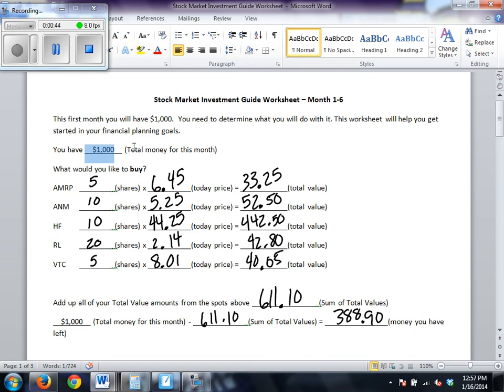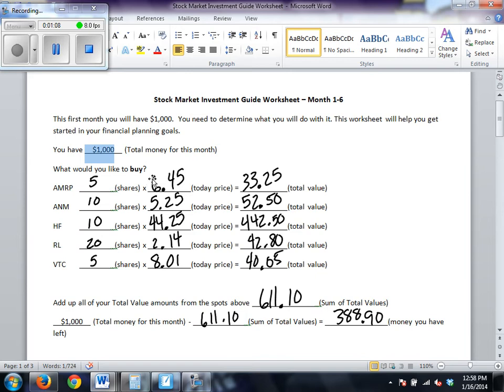So I decided just for this example, I'm just going to buy a little bit of everything. So I'm doing 5 shares, 10 shares, 10 shares, 20 shares, and 5 shares. You can do whatever you want. You can buy more of one and then none of the rest. You could buy some of everything. You know, like I said, you do not have to buy every stock. I'm just doing this as an example.